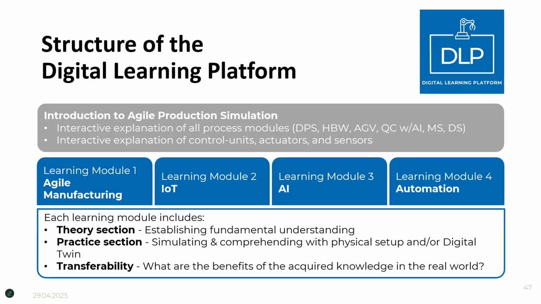Each unit or learning module includes the following: 1, a theory section, establishing a fundamental understanding of the topic at hand. 2, a practice section. This is where users can simulate and understand the processes being studied with both the physical model and the digital twin version. And 3, transferability, where students get to see how the knowledge they've acquired can be used in the real world.